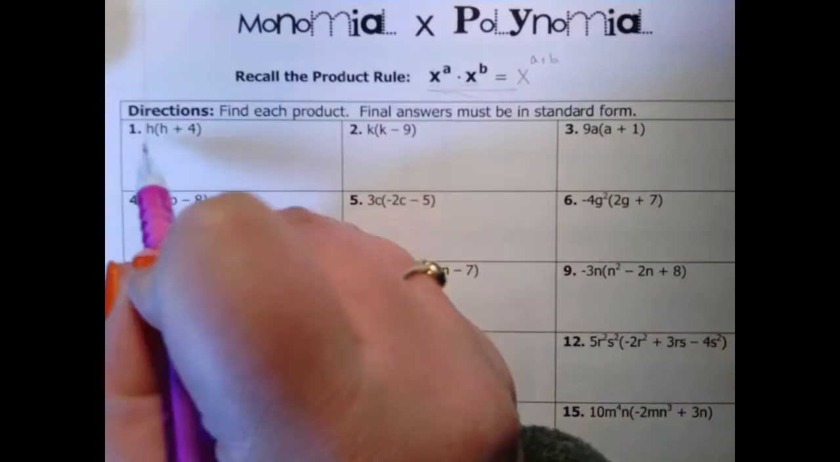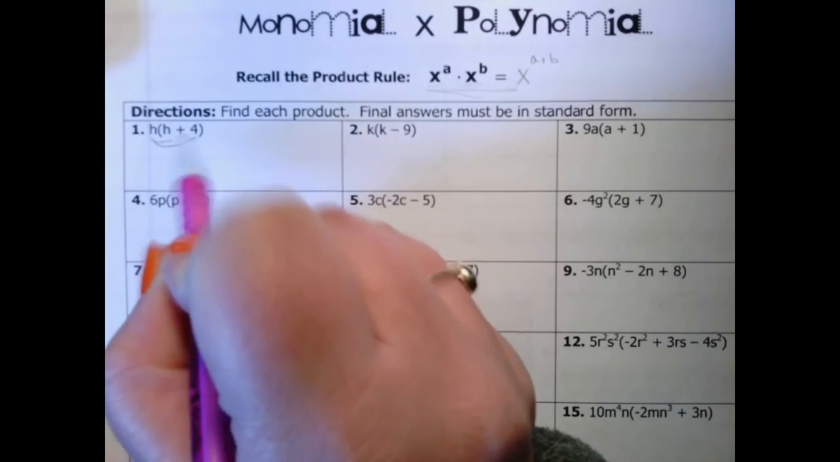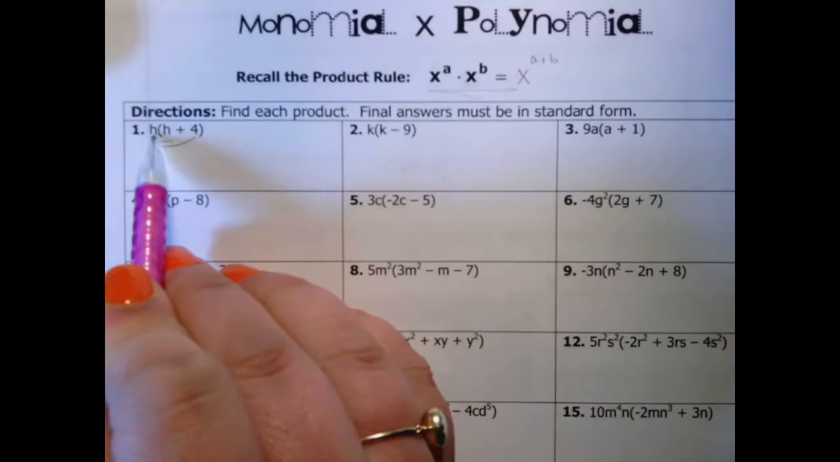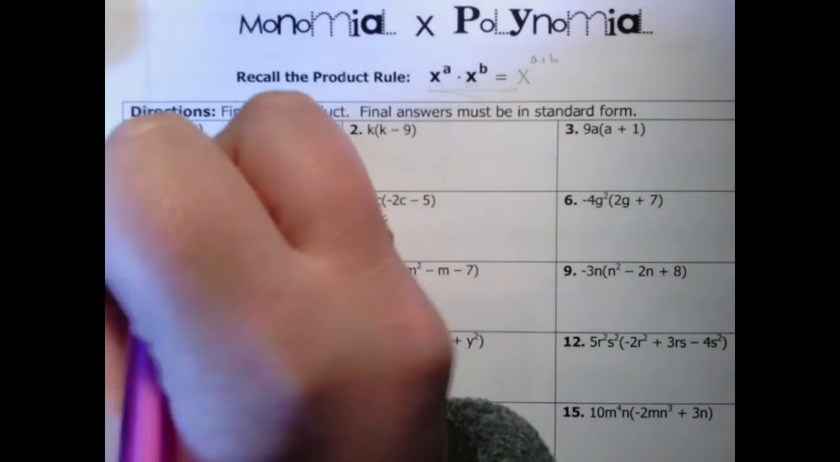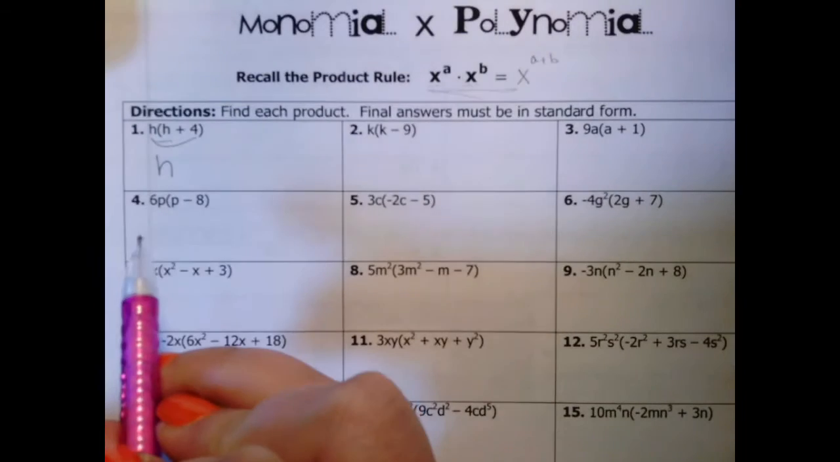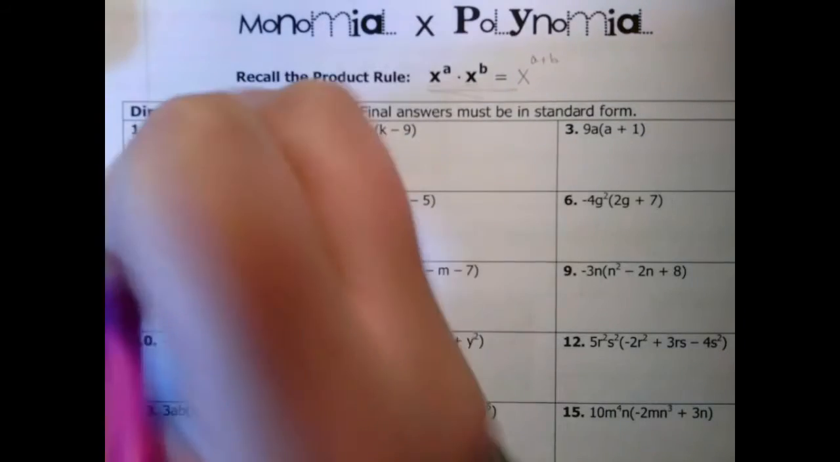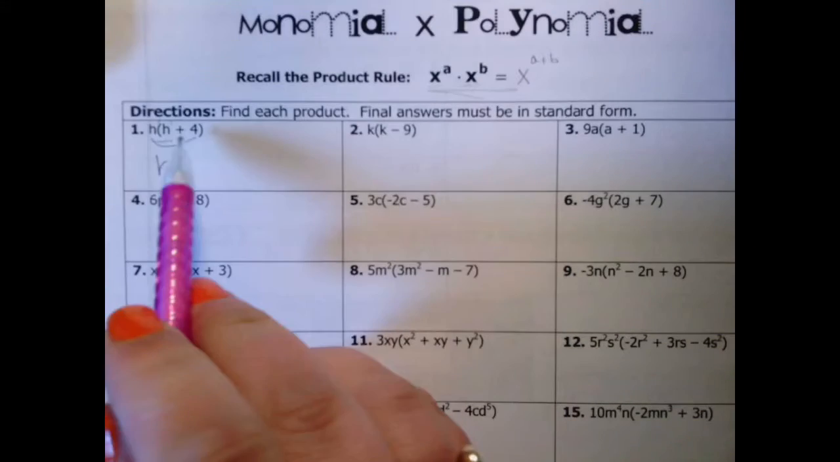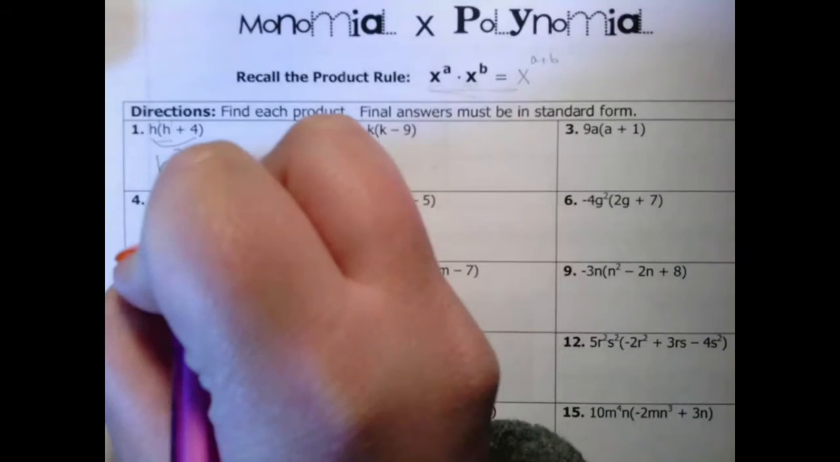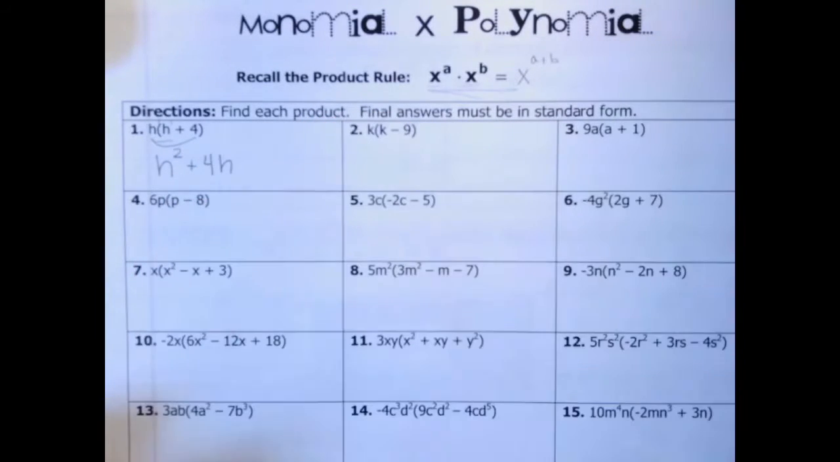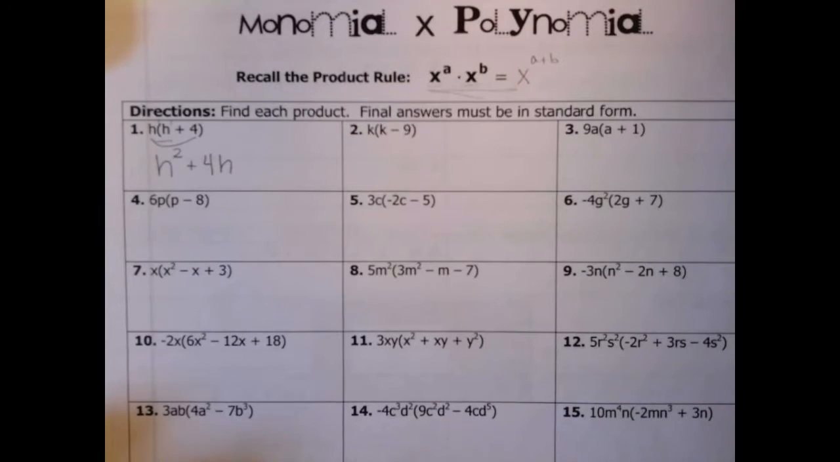So I am going to distribute that h to both terms inside the parentheses. So h times h, keep your base of h, add your exponents. If they have no exponents there, we assume they're both 1. 1 plus 1 makes that 2. And then 4 times h is just 4h. So our answer is h squared plus 4h, and we can't simplify that anymore, so that is our final answer.